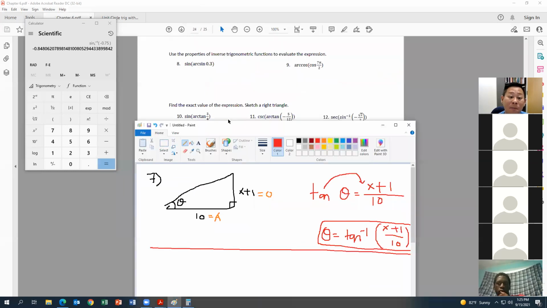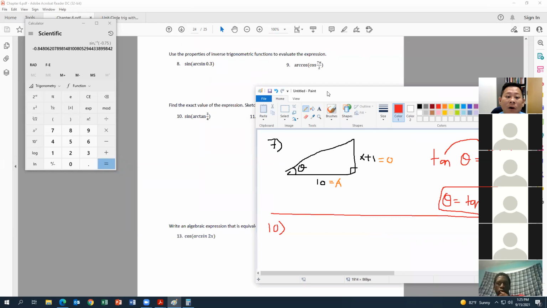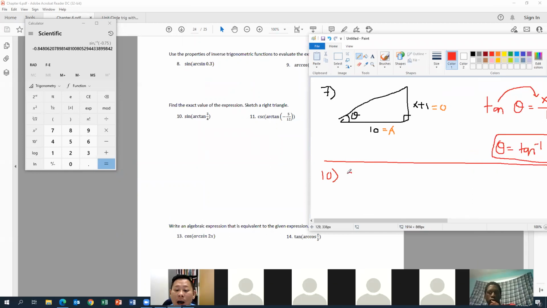We'll come back with 8 and 9 on Monday. So we're going to do 10 a little bit. 10 is the same thing. You have to find the exact value of this expression and sketch a right triangle. Usually the hint is telling you to draw a right triangle. So how do we do question 10? It's using sine arctan of 3/4.